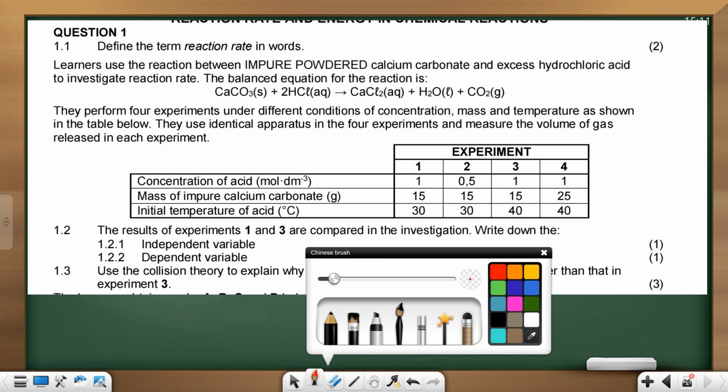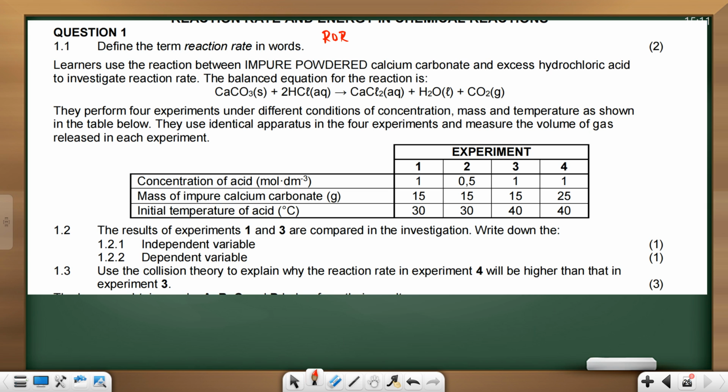Where is it again? Rate of reaction is change in concentration of products over what? Or the change in concentration of reactants. Are we okay? It's the change in concentration of reactants or products per unit time. We're done. Let us use the reaction between impure powdered calcium carbonate and excess.